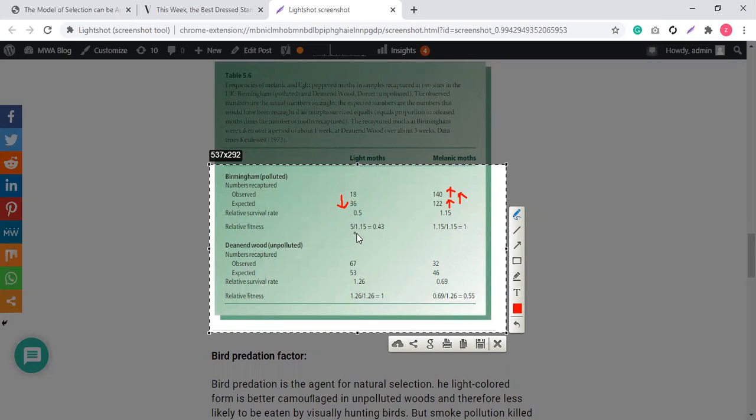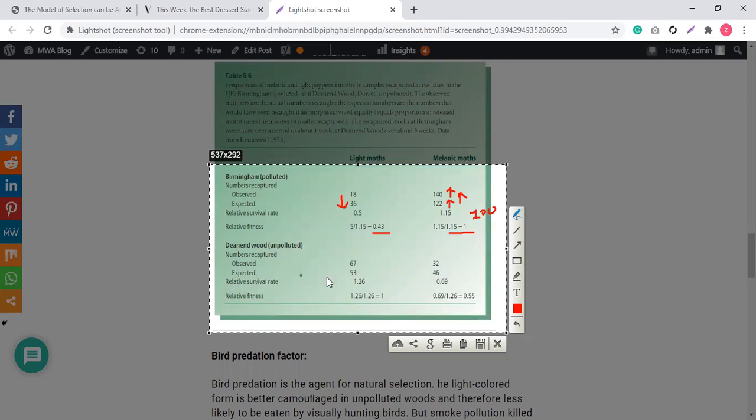The relative fitness was given as 0.43 for the light form, and 1 for the melanic form. In the previous lecture we mentioned that a relative fitness of 1 means 100%, that nature selects 100% this particular genotype or this particular organism in this form. For your ease I should say it like this. Okay, cool, 100%.